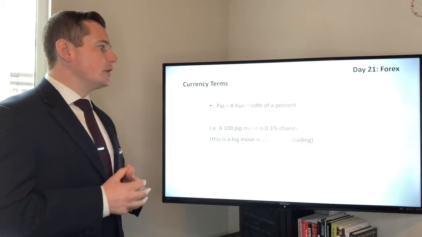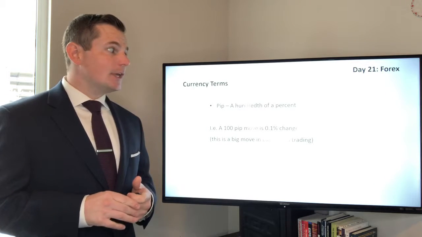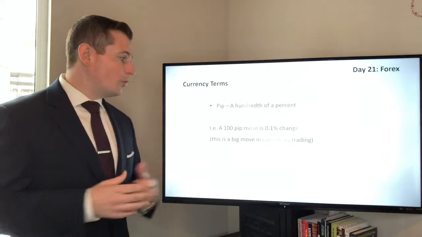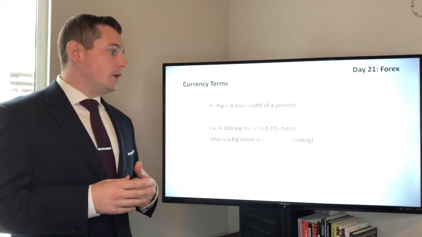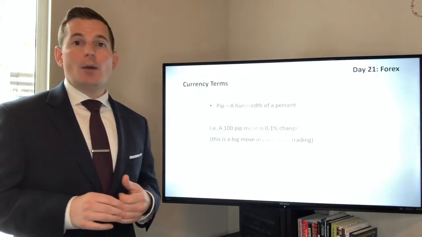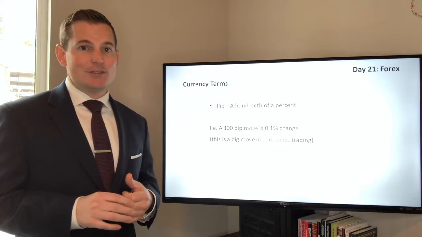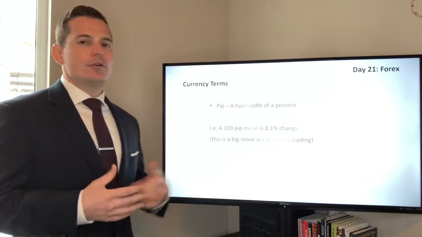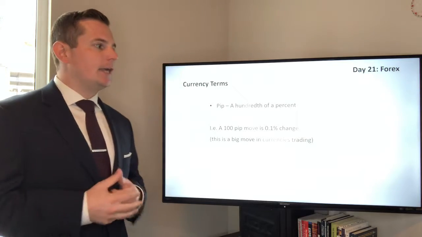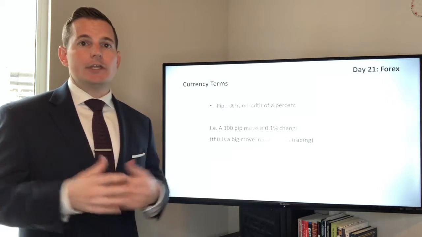Some of the terms you'll hear are pips, and this is a 100th of a percentage point. So 100 pip move would be 0.1%, okay?